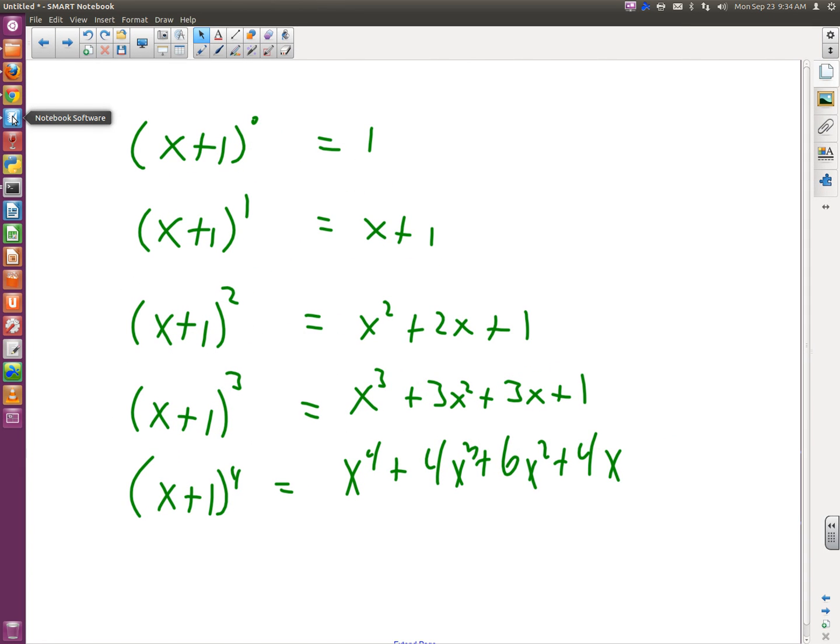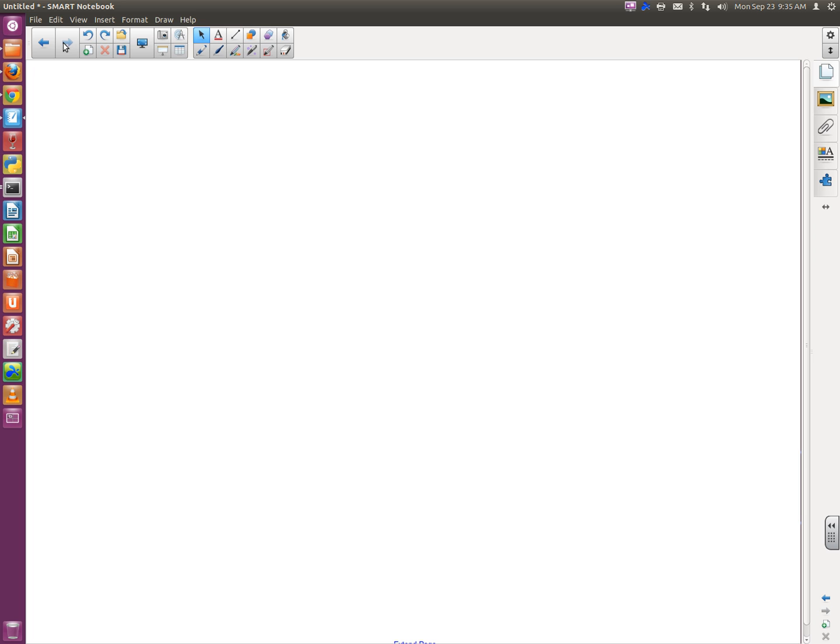Well, no. Let's talk about that. How do we get those coefficients if I want them? All right, so here are the numbers. 1; 1, 1; 1, 2, 1; 1, 3, 3, 1; 1, 4, 6, 4, 1; 1, 5, 10, 10, 5, 1.